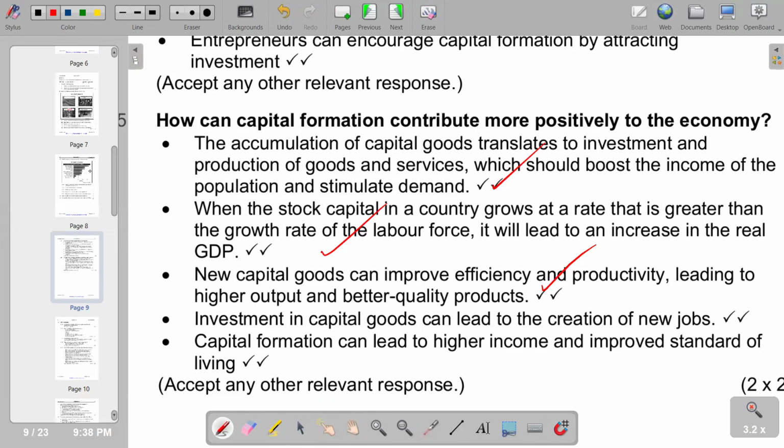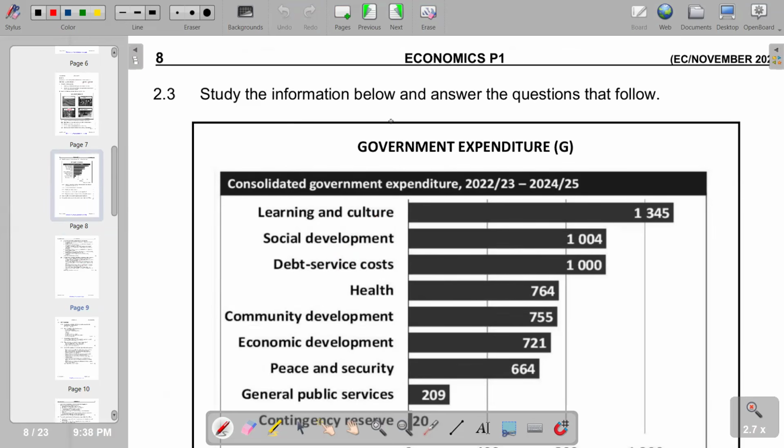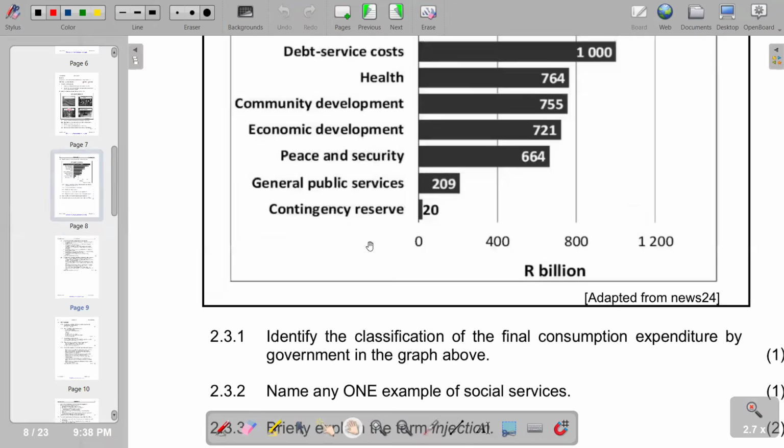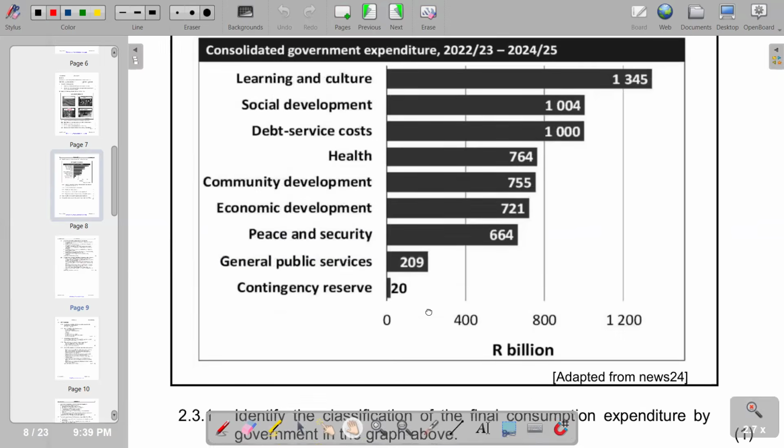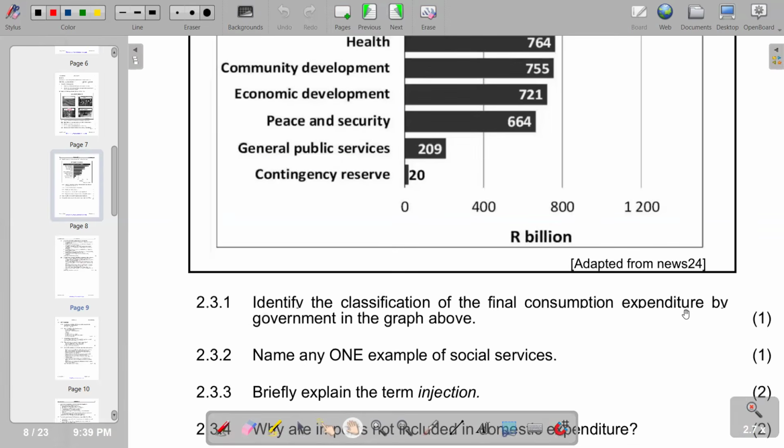So moving on to the next part, which is now 2.3. 2.3 says study the information below and answer the questions that follow. Of course, we are given consolidated government expenditure for 2022 to 2023, and year 2, 2024 to 2025. So this is the information that we are given. Then beneath that information, the question says identify the classification of final consumption expenditure by government in the graph above. So the question requires us to identify the classification of the final consumption expenditure by government in the graph above. So you'll see that this is a functional classification, in terms of the functions that we have.